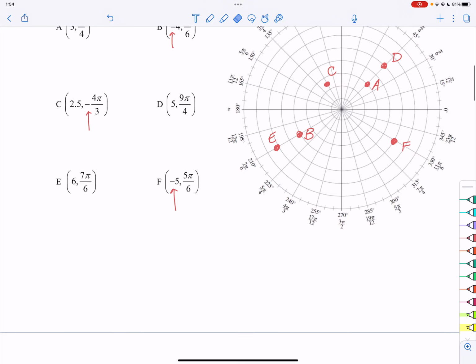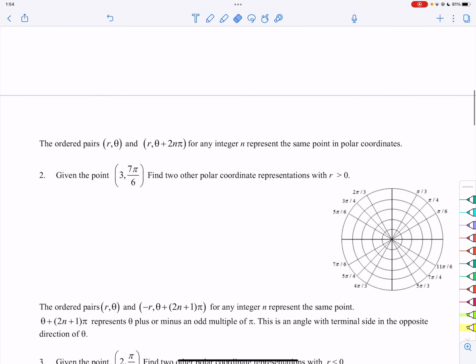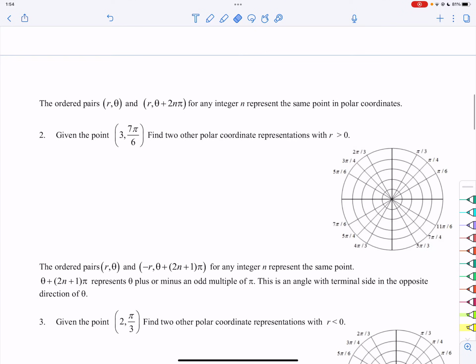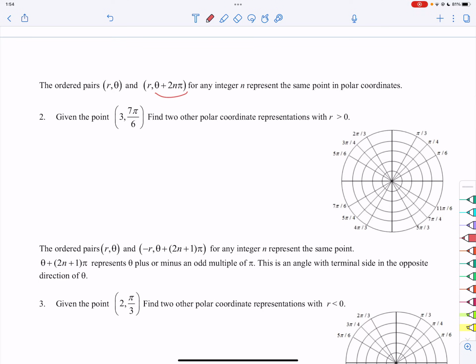Okay. So now let's take a look at the ordered pairs r, theta and then r, theta plus 2n pi for any integer n. Keep in mind that these represent the same point. So there are infinitely many ordered pairs for the same point in polar coordinates.